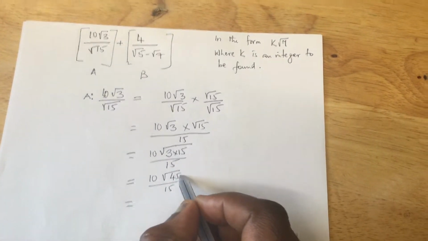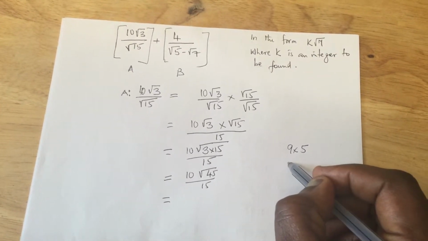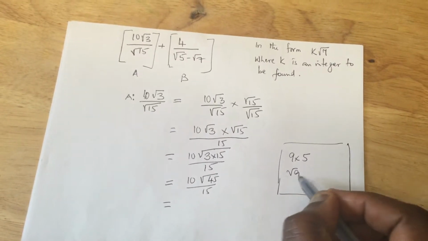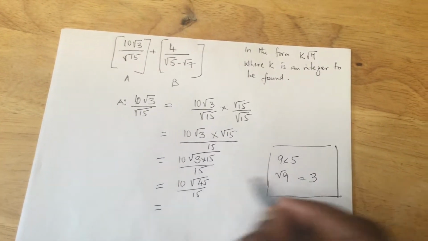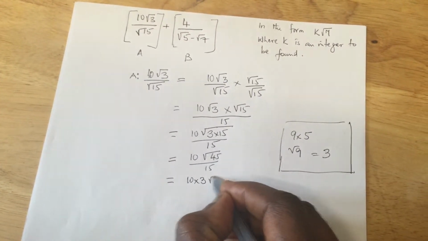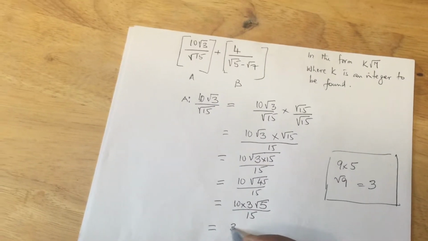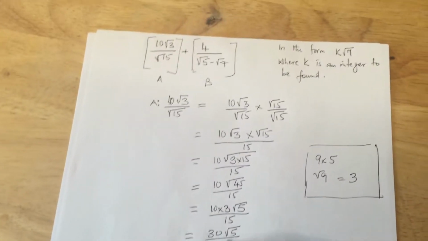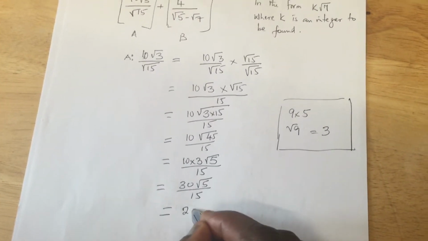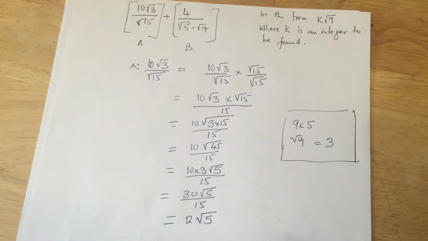And this is the same thing as, we know that 45 is 9 times 5. And the square root of 9 is equal to 3. So we now have our square root of 9 out of there. We now have 10 times 3, then square root of 5 over 15. This is now equal to 30 square root of 5 over 15. And we know that 30 divided by 15 is 2. So our answer for part A is 2 square root of 5.